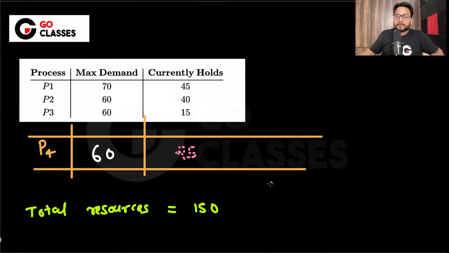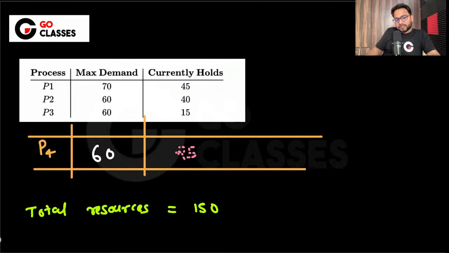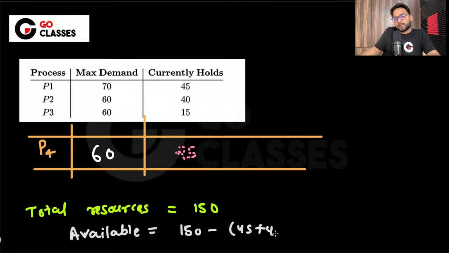See, that's very simple. You have total resources, and some are already allocated, currently held. The available resources are 150 minus 45 plus 40 plus 15. So 45 plus 15 is 60, and plus 40 is 100. So available are 50 with you.